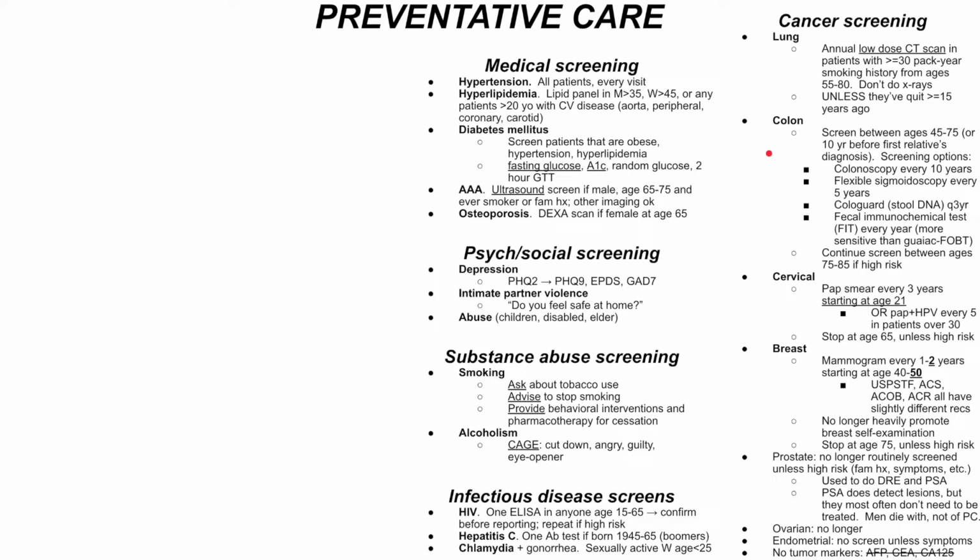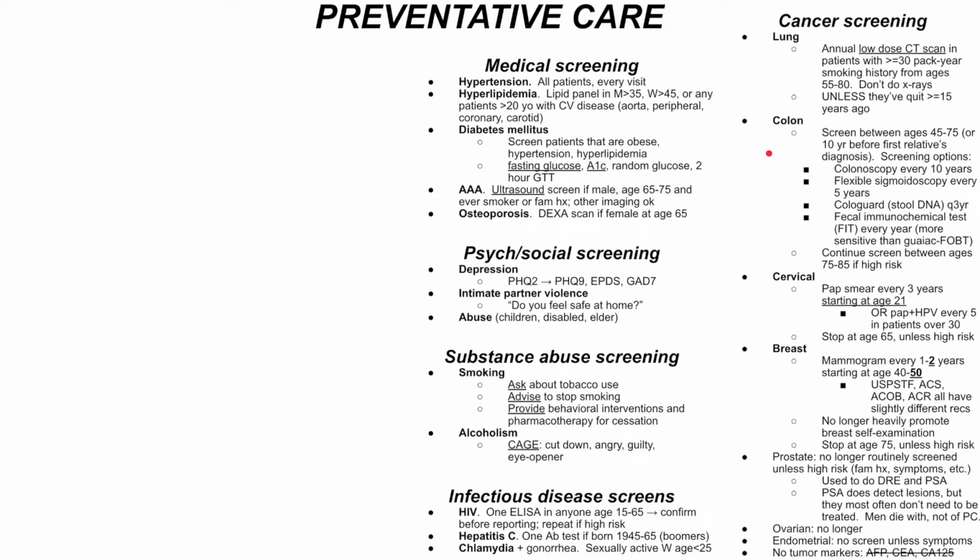You would want to start colon cancer screening earlier if that person has a first-degree relative who had a diagnosis of colon cancer. So for instance, if a person's father was diagnosed with colon cancer at age 40 or 45, you would want to screen them 10 years before their father's diagnosis. So you'd want to screen that patient starting at 30 or 35.